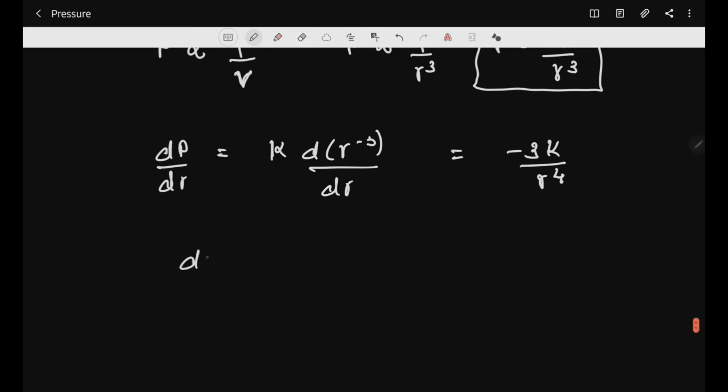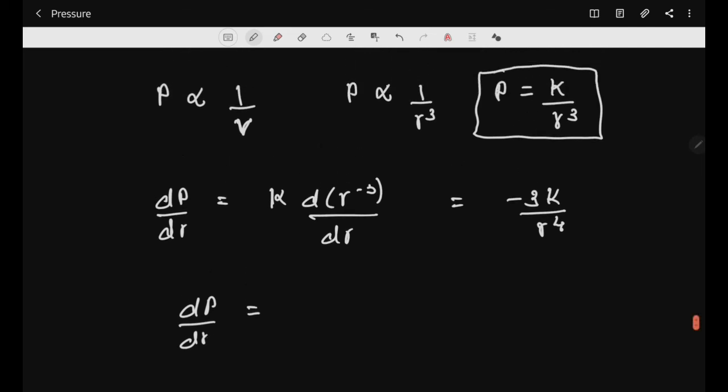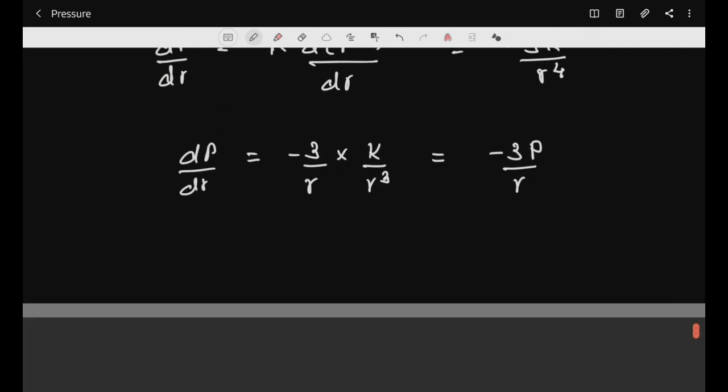Now dP by dr we can also express in another way. As we know, pressure is k divided by r cube, so we can write this as minus 3 divided by r into k divided by r cube, so that we can substitute this k divided by r cube by P from the previous equation. So the differential pressure dP we can write as minus 3P by r into dr.